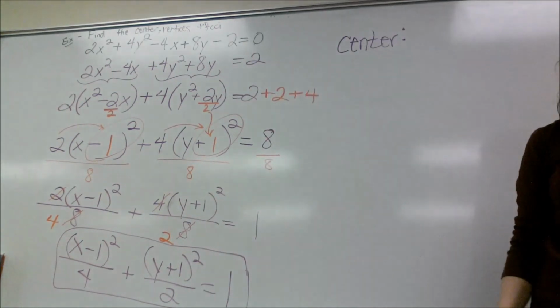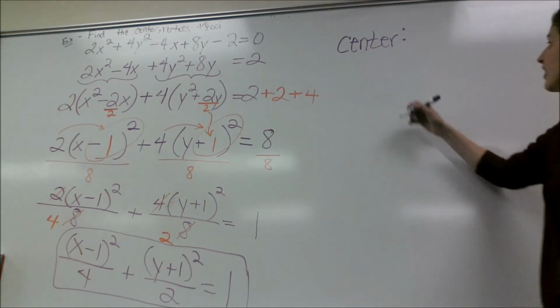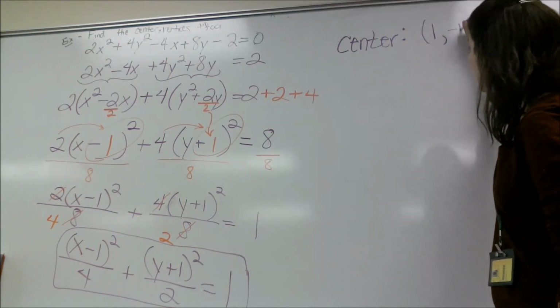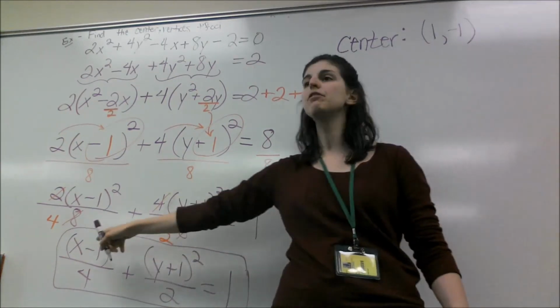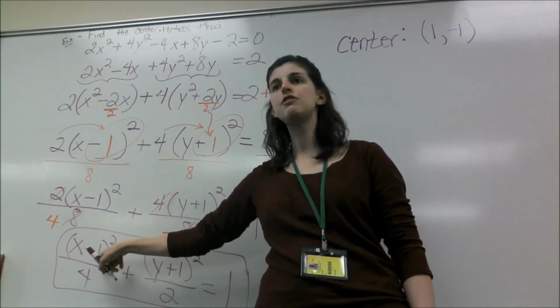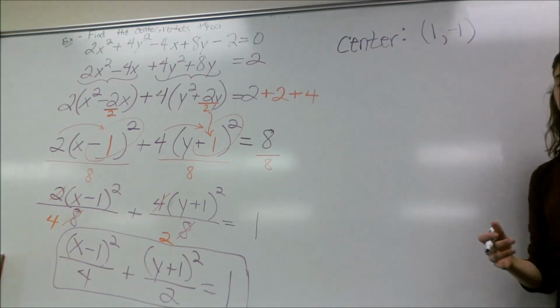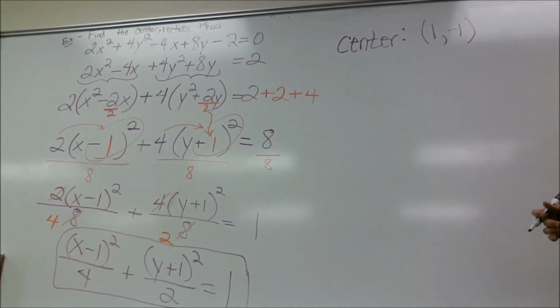Find the center. Anybody? What's the center? There's the standard form. 1, negative 1. Very good. 1, negative 1, because it's always opposite of what you see, remember? It's x minus h. The h value is the x value of your center in this case. And y minus k.